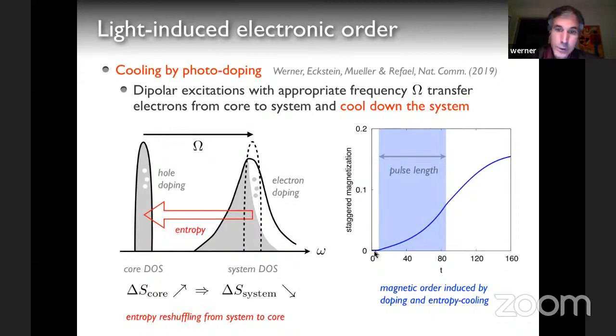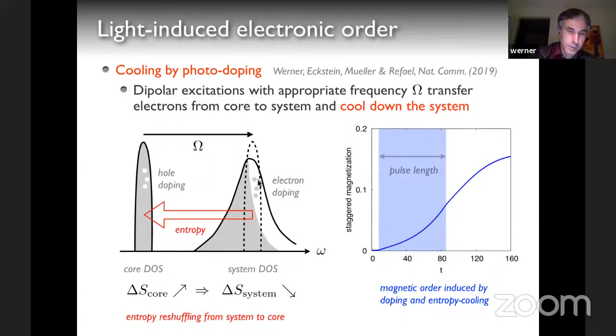For example, in this simulation, we started at a temperature above the highest Néel temperature in the system, and we applied a small staggered magnetic field as a seed. And then during the photodoping pulse, we cool down the system enough that we go into the antiferromagnetic phase, we break the symmetry, and even after the photodoping pulse, the symmetry broken state persists, at least up to the time where these doublon hole pairs or these electron hole pairs will start to recombine.